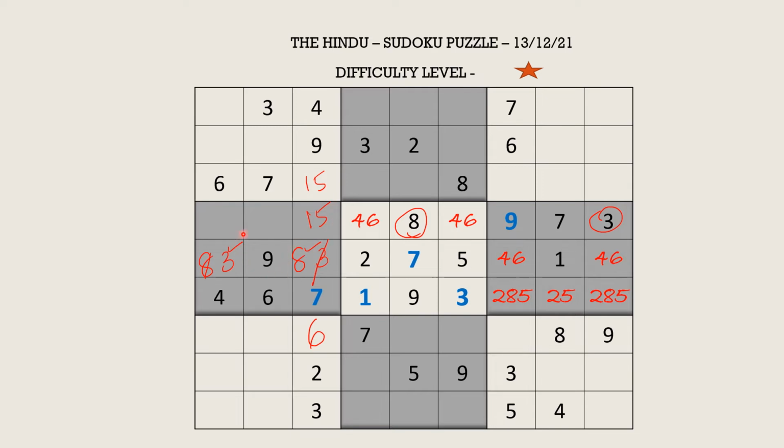And one more observation here is the missing numbers in these three cells are 1, 2 and 5. So as of now, this forms a triplet.